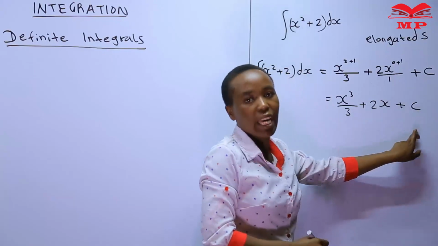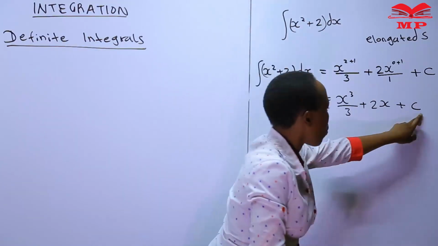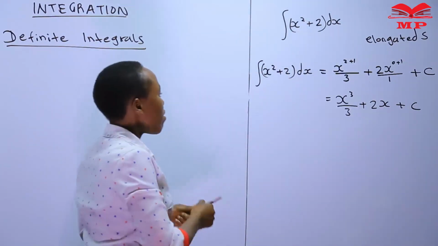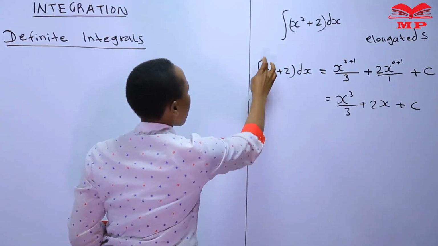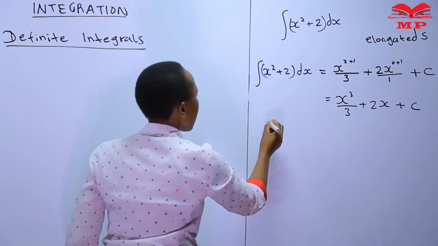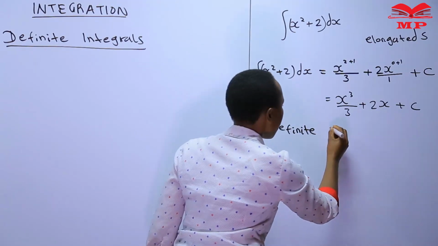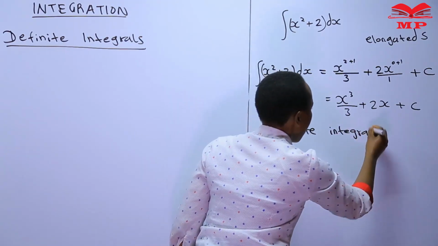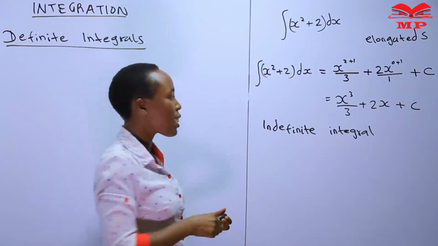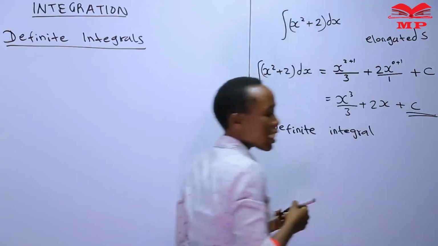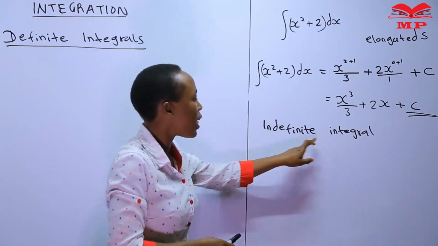We can see that the constant is still there in the answer that we are getting. Therefore, whenever we are integrating and we do not have the limits, we say that this is an indefinite integral. We do not have the limits, and therefore in our answer we still have our constant c, which is not solved. This is what we call an indefinite integral.